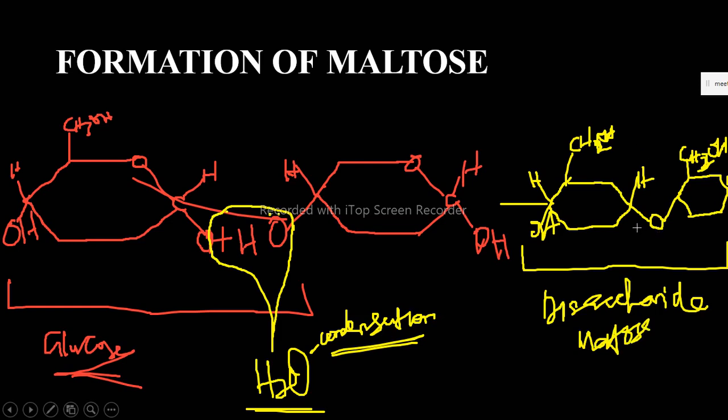And this bond here, it is our 1,4. Why 1,4? Because it is formed from carbon 1 and carbon 4. So it is 1,4 glycosidic bond. Teacher, 1,4 coming from where? From this carbon 1, and the carbon 1 is combining with carbon 4.